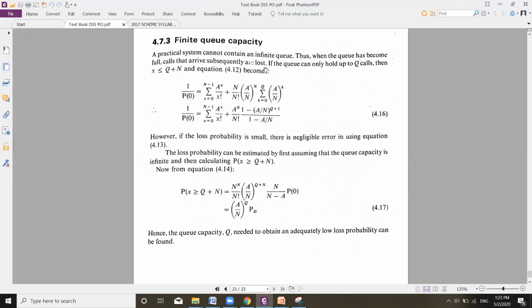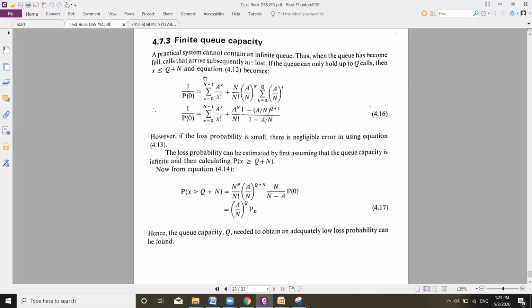Let us say, for example, we have a queue of 1,000 calls, and if more than 1,000 calls, let us say 1,200 calls, come in, then 200 calls are lost. That is a condition. If the queue can only hold up to q calls, then x should be less than or equal to q plus n, where n is the number of servers that we have.